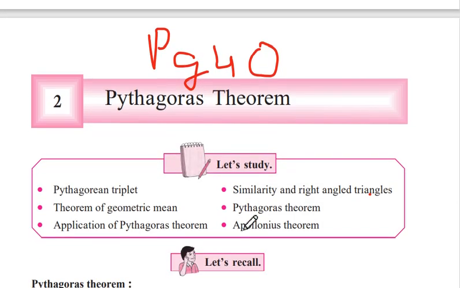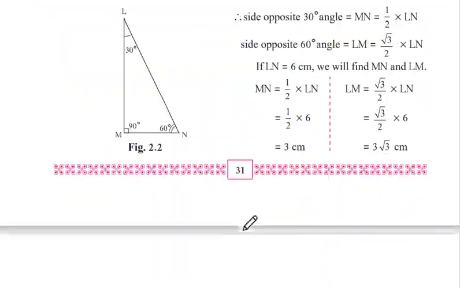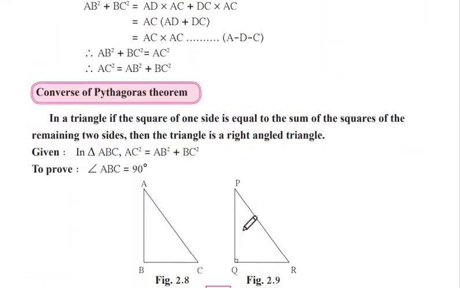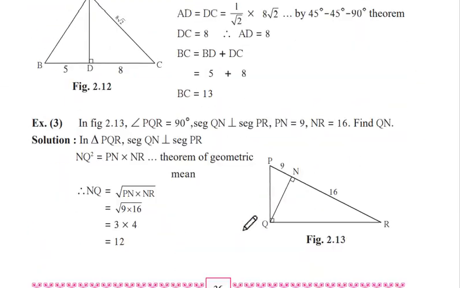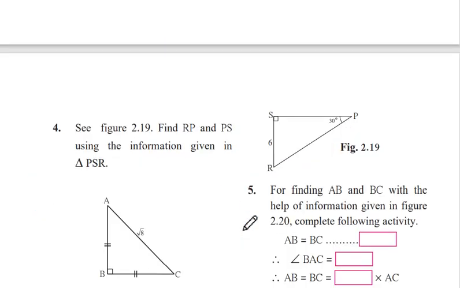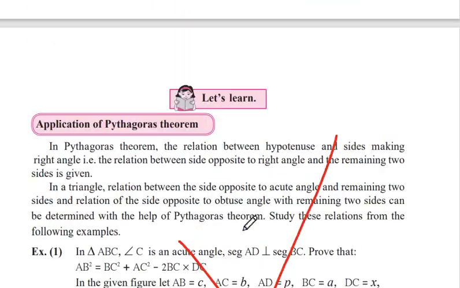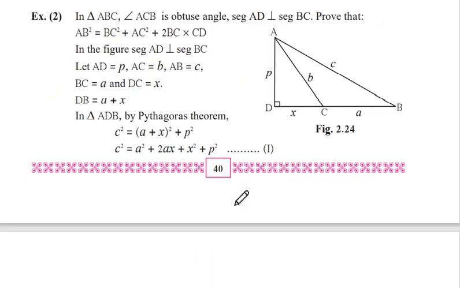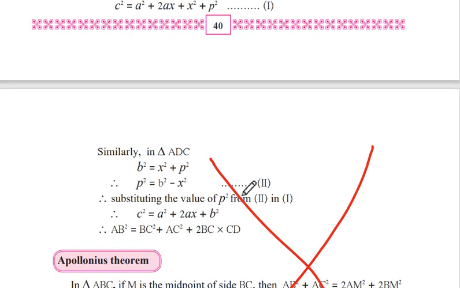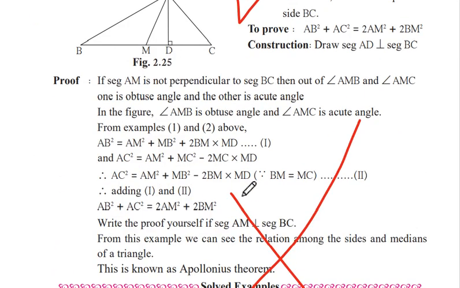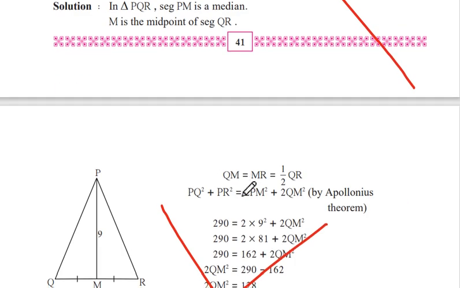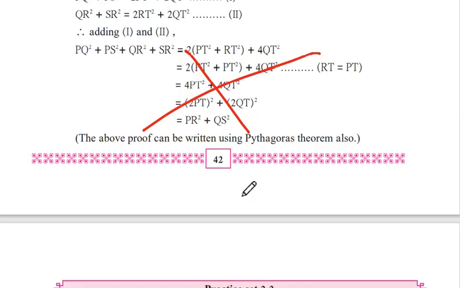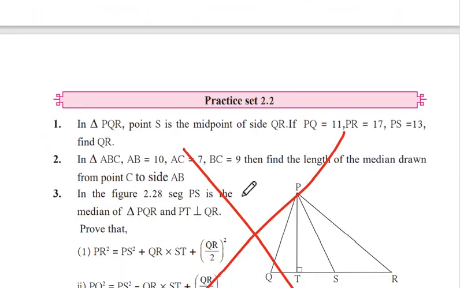Now we'll go to our second chapter, that is Pythagoras theorem. In Pythagoras theorem, directly we have to go to page number 40. Without wasting my time, just go to page number 40. Page number 40, you can see application of Pythagoras theorem. The whole sum is cancelled, the whole page is cancelled. Then it is continued, Apollonius theorem is not there, page number 41. Then it is continued on page number 42, again Apollonius theorem, it's not there.